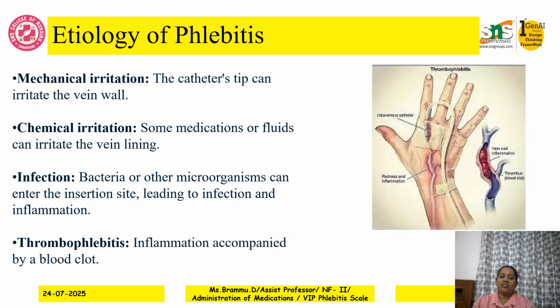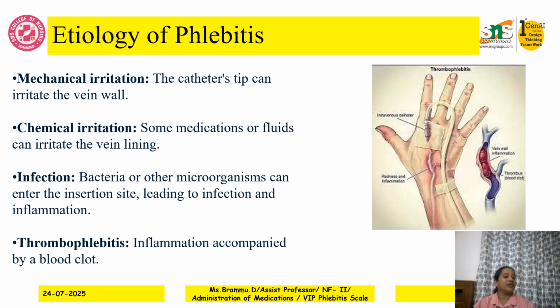Coming to the etiology of phlebitis, it is either due to mechanical irritation. We all are aware mechanical is nothing but some force, some friction. This mechanical irritation is due to the catheter tip irritating the vein wall. The next major cause: even though you have properly fixed the IV cannula, you still find inflammation. It is majorly due to the side effects of the medication passing through the vein, which is caused by chemical irritation.